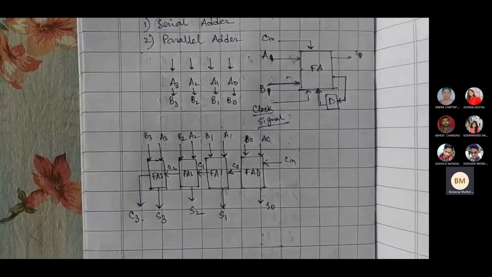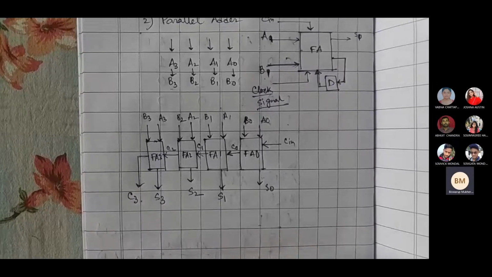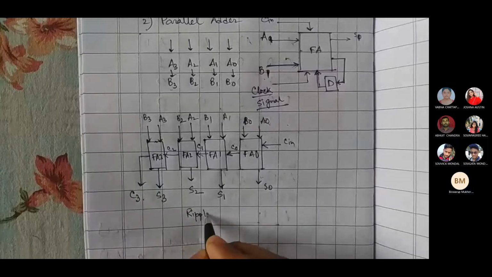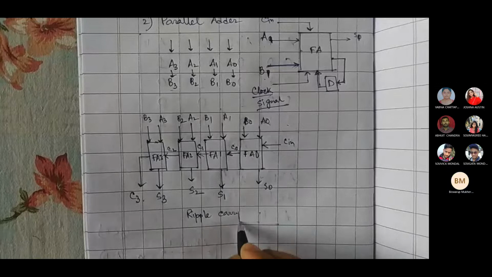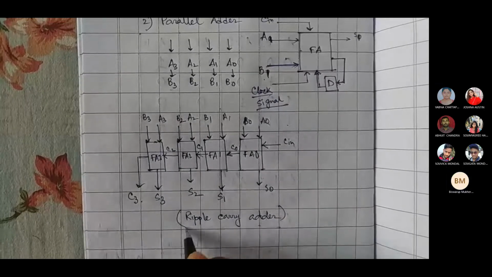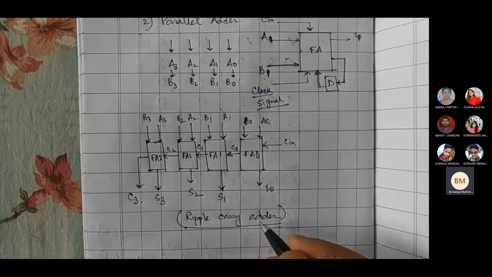So this is the process, right? And this sort of parallel circuit is also called a ripple carry adder. This is also called a ripple carry adder or RCA. Ripple carry adder, short form RCA.